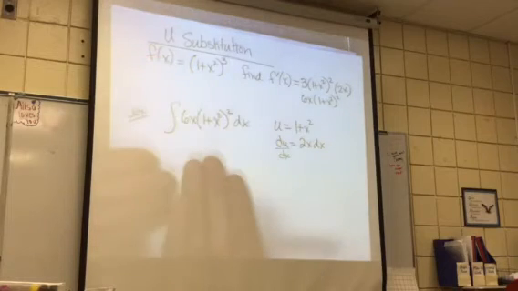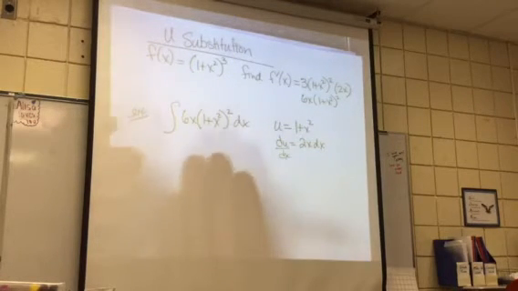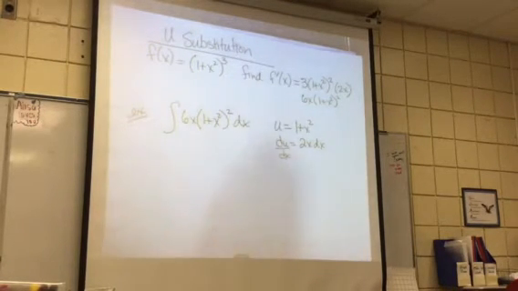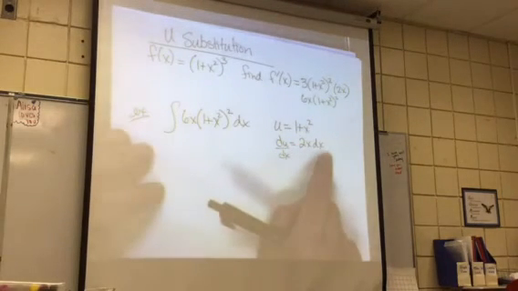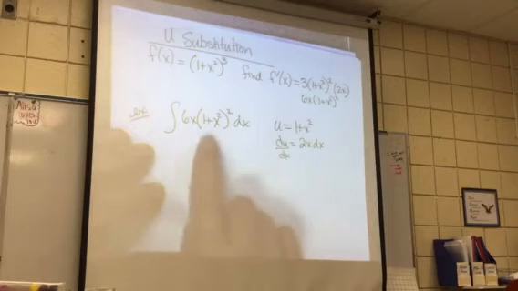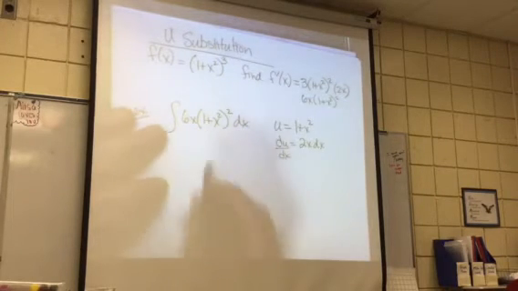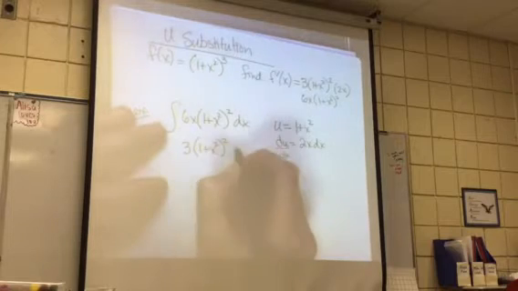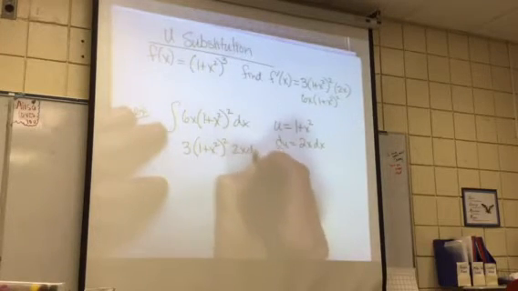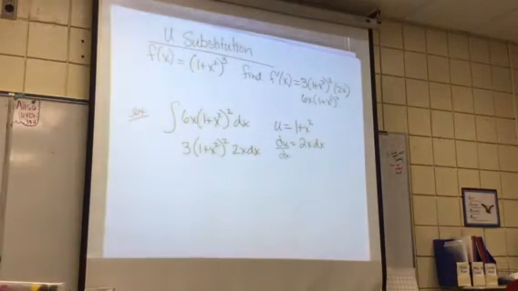Okay? So if we look over here at this problem, could I rewrite it so that I had a 2x dx in here? Could I rewrite it this way? 3 times 1 plus x squared squared, and then 2x dx. Could you separate it and pull it apart that way? Yes. Now what we want to do is I can do a u substitution into this problem.